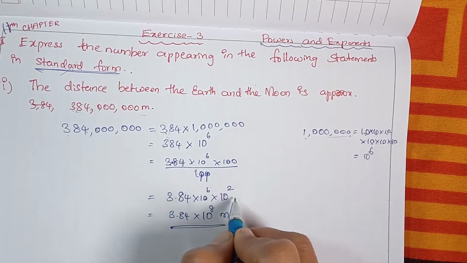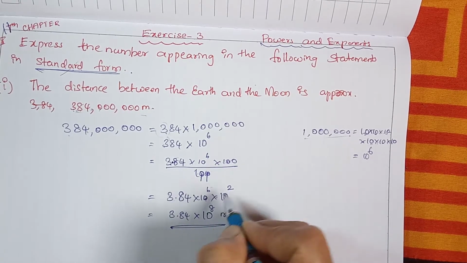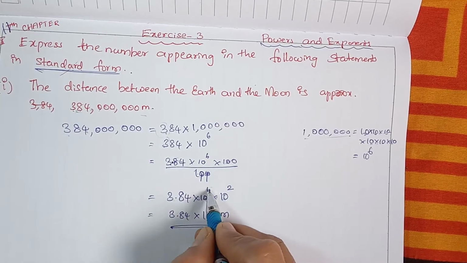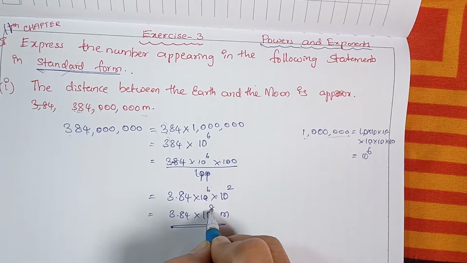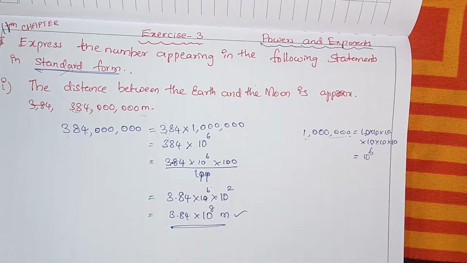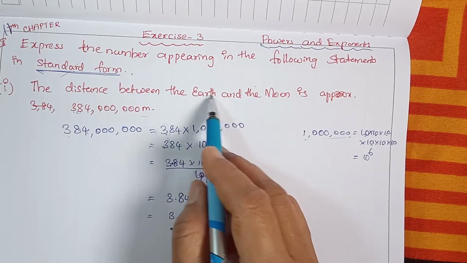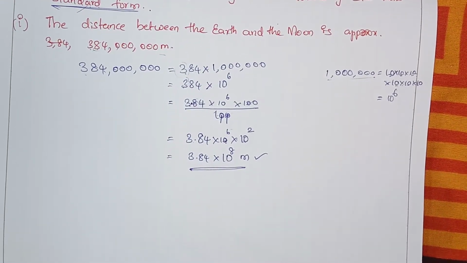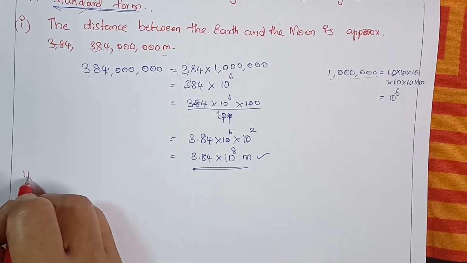Now this will be the standard form: 3.84 into 10 to the power of 6 into 100, which we can also convert into 10 squared. Then 10 to the power of 6 plus 2, because the bases are equal, I just added the powers. So this is called the standard form of the given distance between the earth and moon. Okay, next question. What is the next question? The universe is estimated.